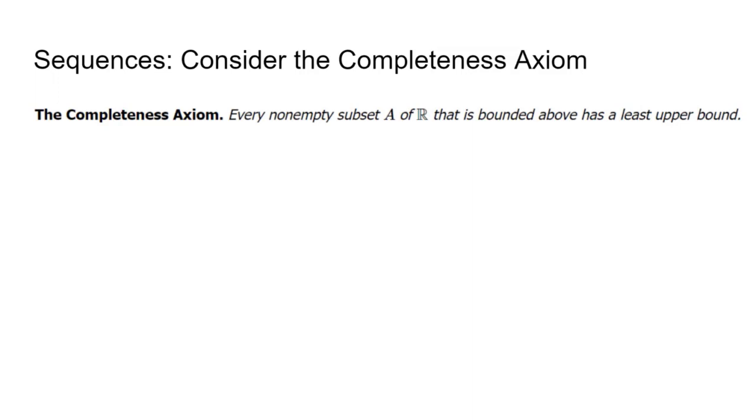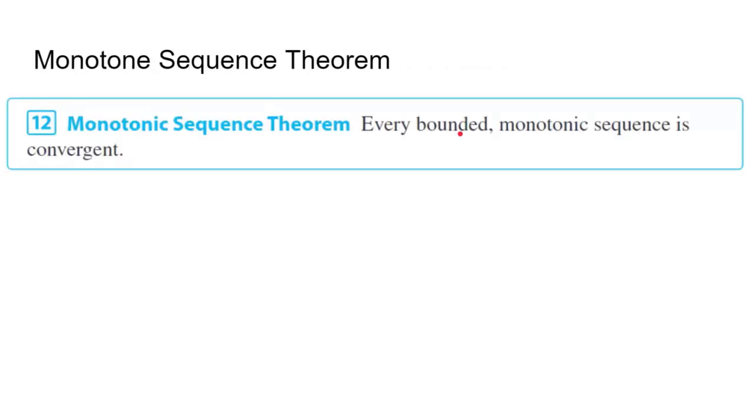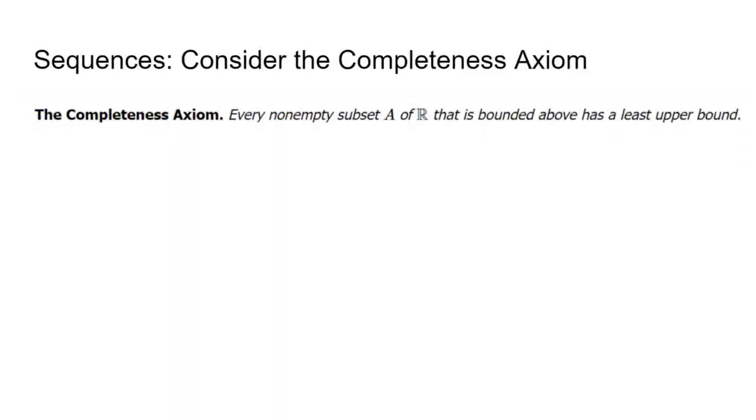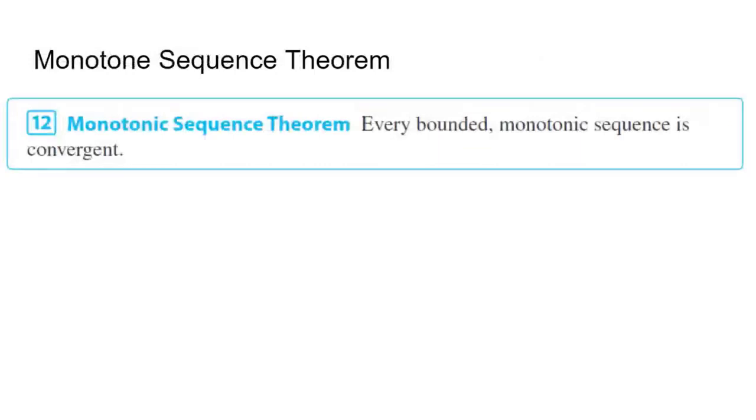The completeness axiom. This is special for the real numbers. Every non-empty subset A of R that is bounded above has a least upper bound. So this is very special. And we're going to need this for the proof of this monotone sequence theorem.